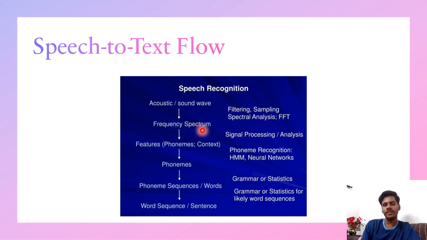And then the frequency spectrum waves can then be converted into features or phonemes for the meaning, the context, using signal processing and analysis. Phoneme recognition, HMM, and neural networks are used for converting the same into phonemes, and phoneme sequences to words can be done using grammar or basic statistics, which might be complex at times. And then the same is converted using higher advanced statistics into word sequences or sentences, which are basically our text.